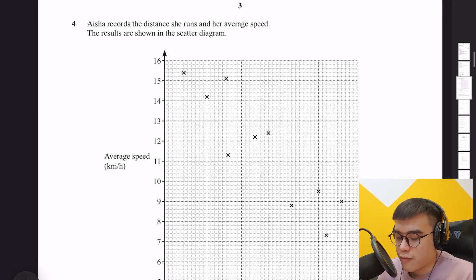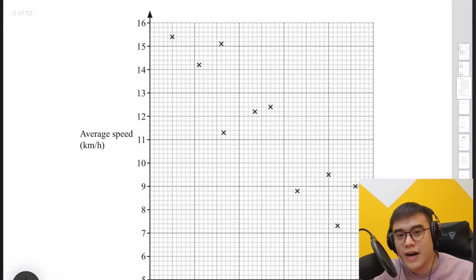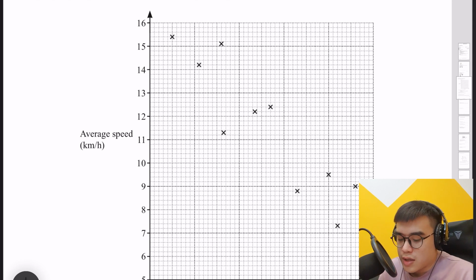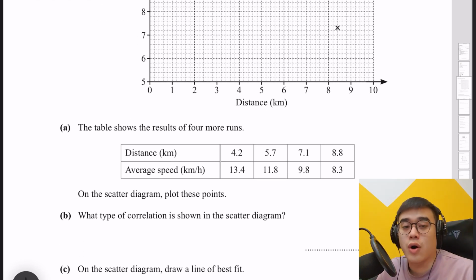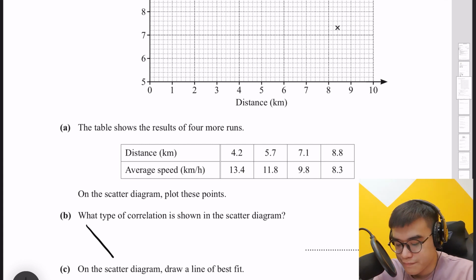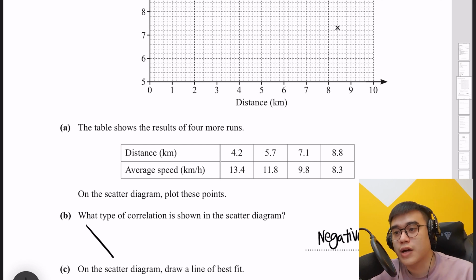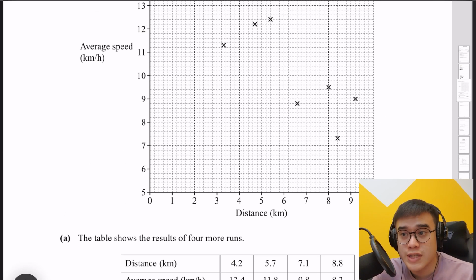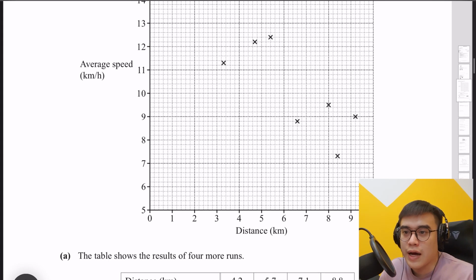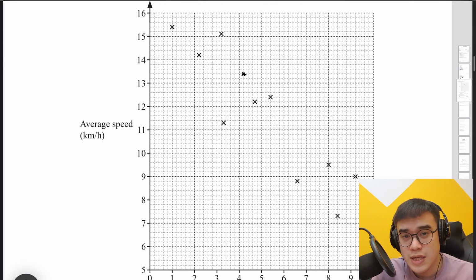Moving on, we have question 4 here. It's kind of hard to decide what to do first. Immediately, based on the points that were labeled there, I'm able to identify that it is a downward sloping line, which will form a negative correlation. With the negative correlation being settled, I then move on and plot down the points. It's harder to see, but I will still use a black pen to label the coordinates.